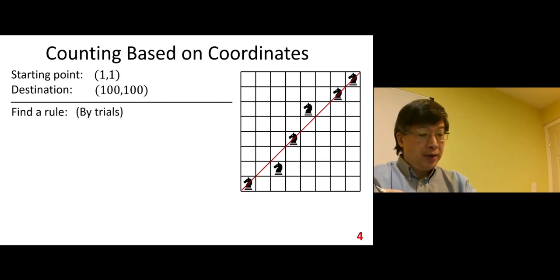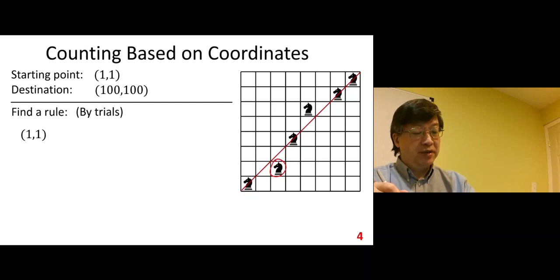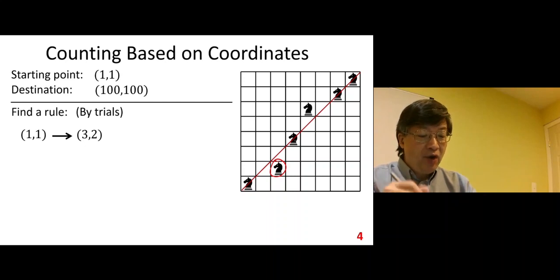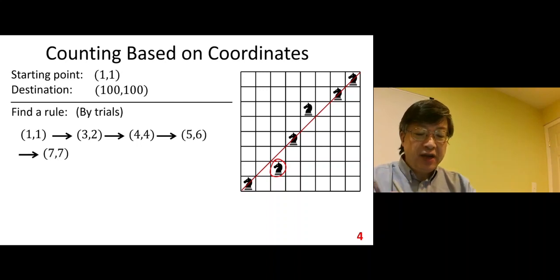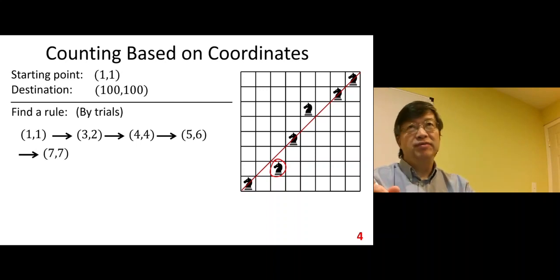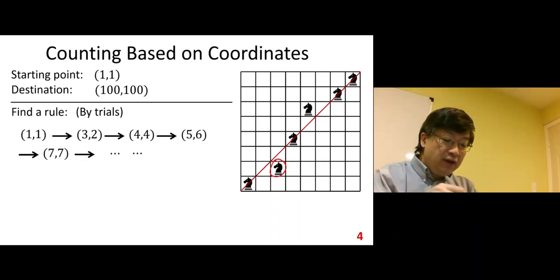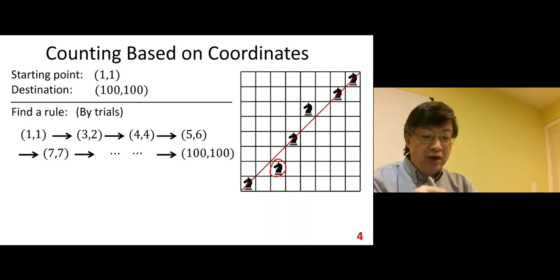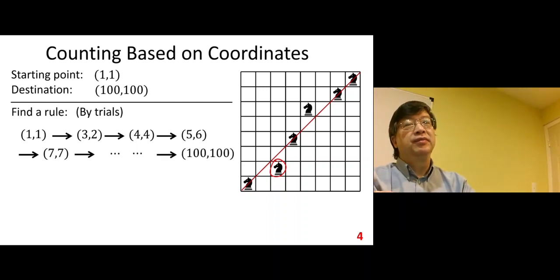Now, the move. All right, we do some trials. The first time, 1, 1. So let's use this example here. This location, what is that location? 3, 2. Then next time, 4, 4, right? Then next time 5, 6. Then 7, 7. Here you can see. And the destination 100, 100. Can we get some nice rule here?